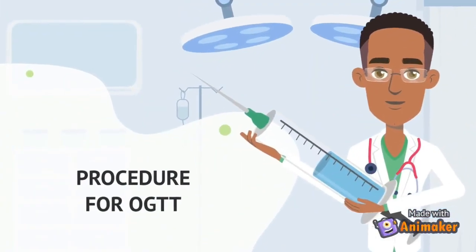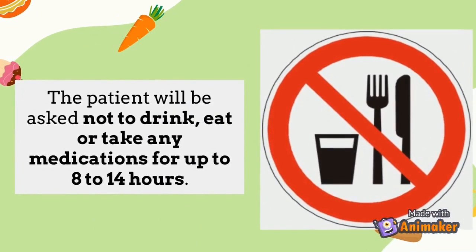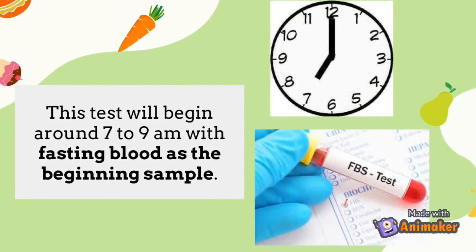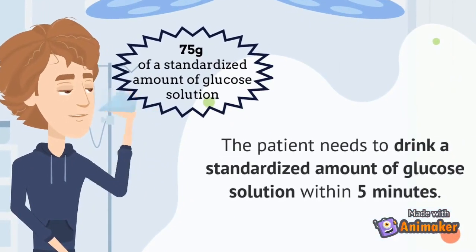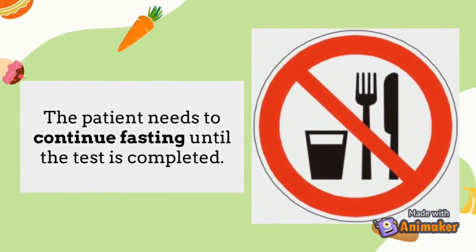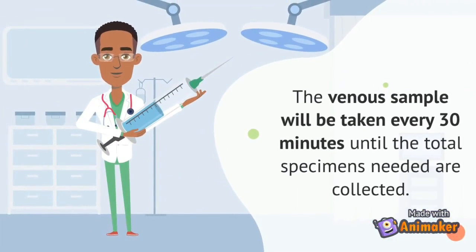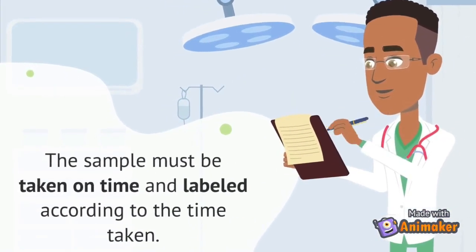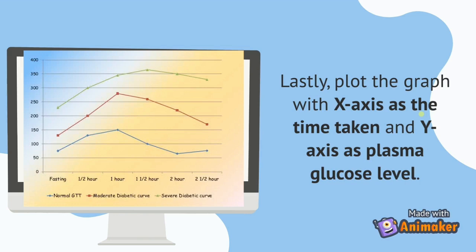Now, let us explain how the OGTT test is performed. The patient will be asked not to drink, eat or take any medications for up to 8 to 14 hours. This test will begin around 7 to 9 am with a fasting blood sample as the beginning sample. Next, the patient needs to drink a standardized amount of glucose solution within 5 minutes. The patient needs to continue fasting until the test is completed. However, the patient can drink water during this test. The venous sample will be taken every 30 minutes until the total specimens needed are collected. The sample must be taken on time and labeled according to the time taken. Lastly, plot the graph with the x-axis as the time taken and the y-axis as plasma glucose level.